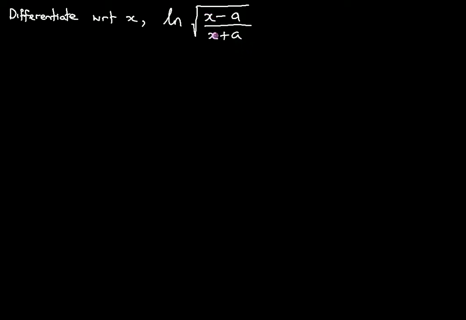That happens when either both of these numbers are negative, which means that x has to be less than −a, or when both of these numbers are positive, which happens when x is bigger than a. So, in other words, we need to put a condition here that the absolute value of x must be greater than a. Otherwise, it just doesn't work. But anyway, that's just a condition for this to exist in the first place. So if this is fulfilled, we can differentiate it.